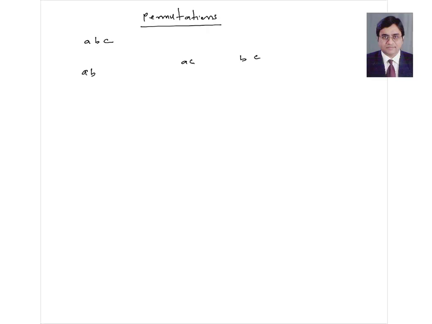But if you are interested in placement, relative placement, it could be A first, B next. It could be B first, A next. A first, C next. C first, A next. B first, C next. C first, B next. Each one of them is called a permutation. So totally you have got 6 permutations.